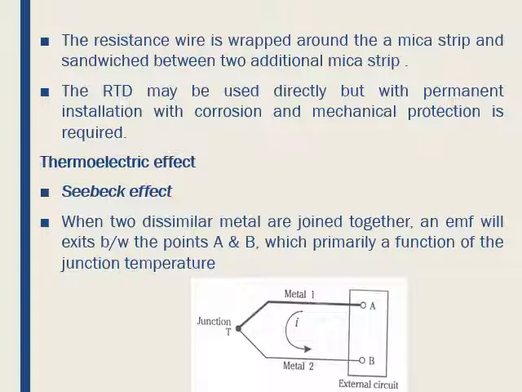Applications of RTD: it is widely used in furnaces for automatic temperature measurement. They are used in medical and chemical laboratories to detect very low temperatures like dry ice and liquid nitrogen. Next is the thermocouple. Before that, RTDs are generally made of resistance wire wrapped around a mica strip and sandwiched between two additional mica strips. The RTDs can be used directly but with permanent installation, with corrosion and mechanical protection, as it is a basic requirement of RTD.